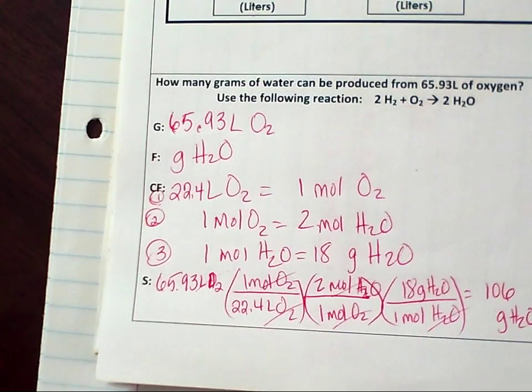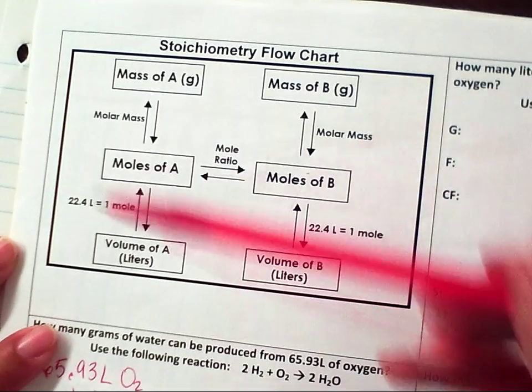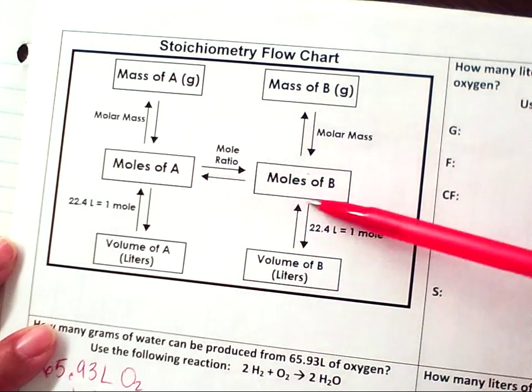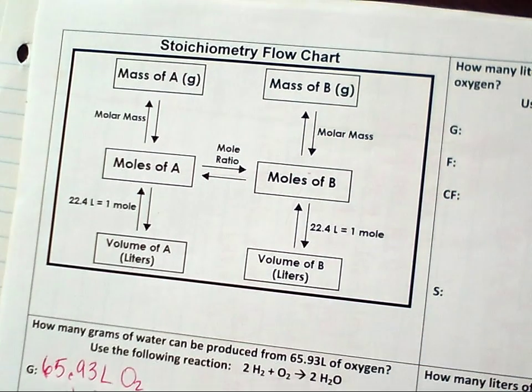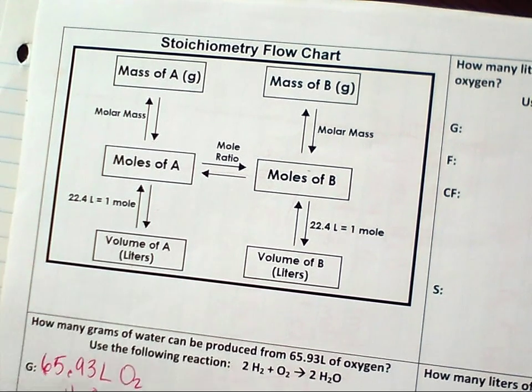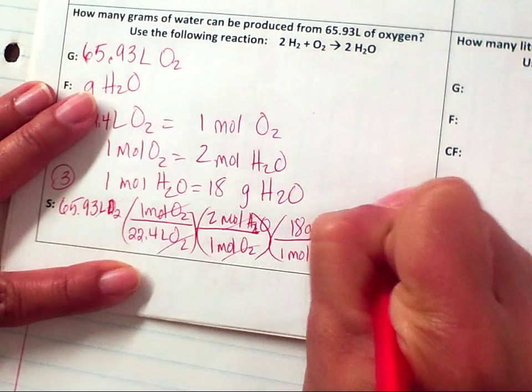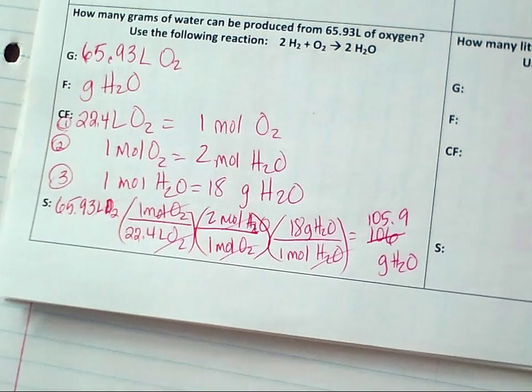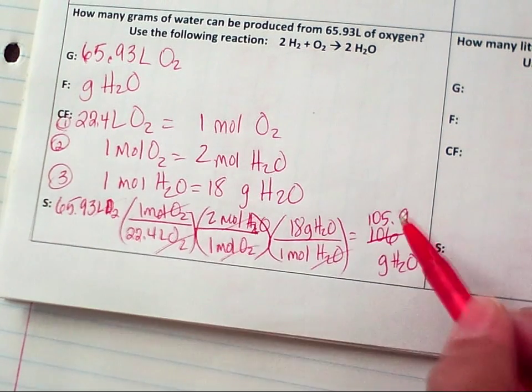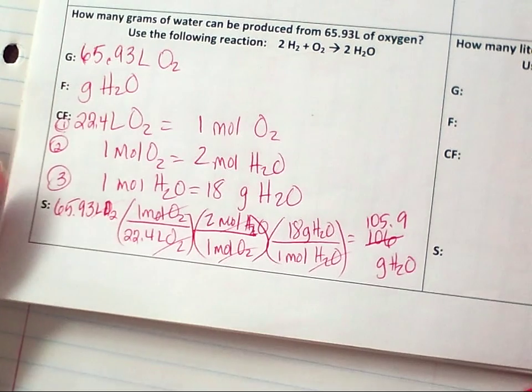But what I want you to realize is it's exactly like yesterday, except we're using liters, and so sometimes we use a different part of the flow chart. There's all these directions we could go. What did you guys get? 105.9. Okay, 105.9. Let's fix that. 105.9. That's a good answer. I like the 105.9.